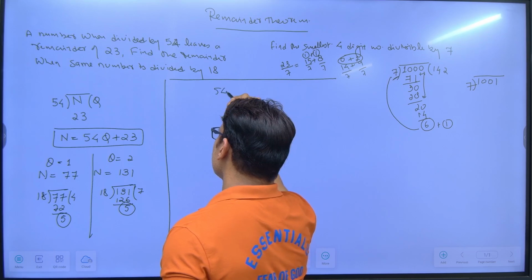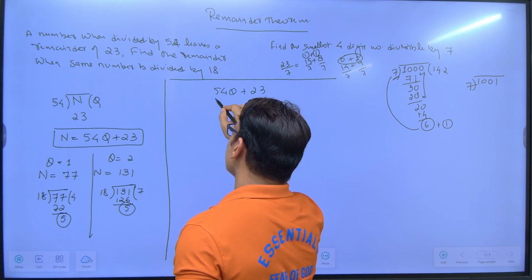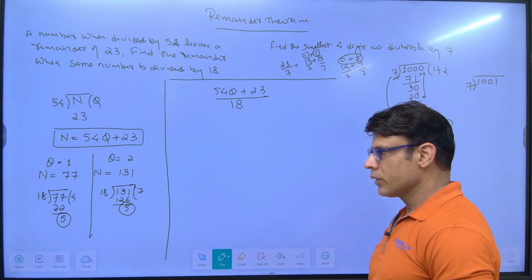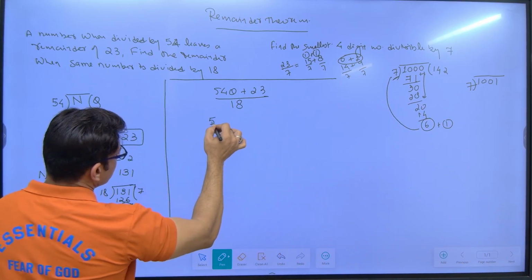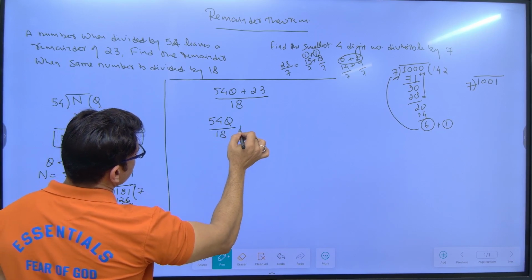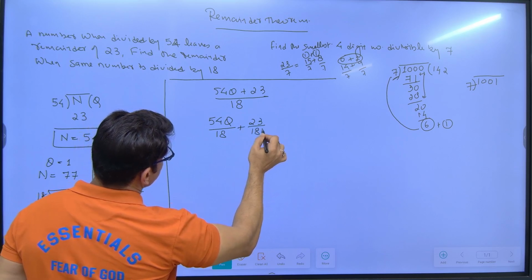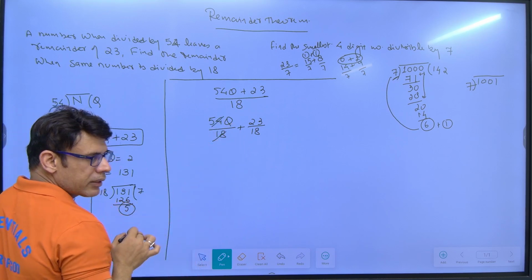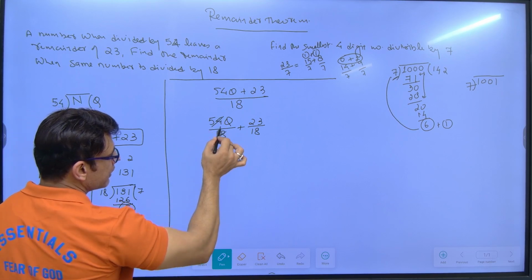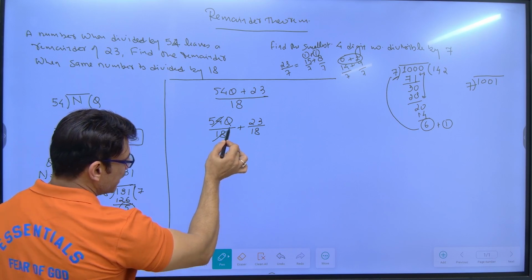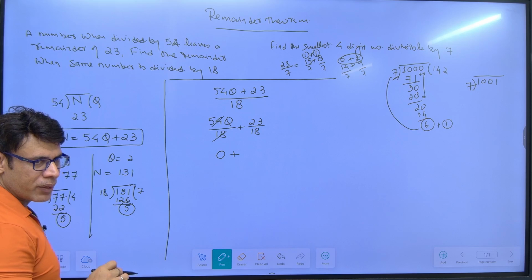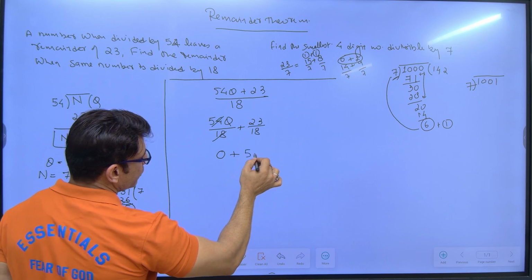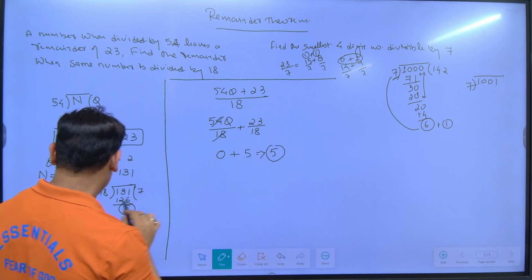So now what number we have? We have 54q plus 23. And now you have to divide this number with what? 18. Yes. If you want to divide this number with 18, can you write this under separate base? So 54q by 18 plus 23 by 18. Can this cancel completely? So remainder in this case will be what? 0. When denominator completely cancels the numerator, remainder is 0. Whatever is left is your quotient, right? And 23 divided by 18, 5. So 0 plus 5 is what? 5. And see, we are getting 5 and 5.